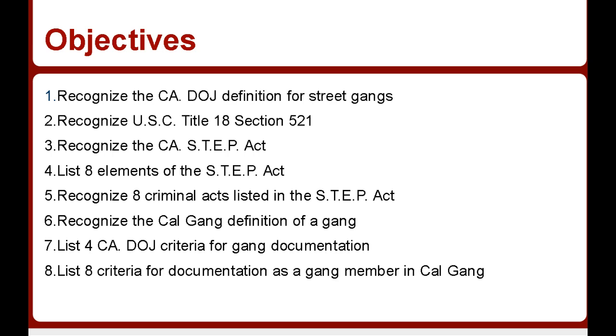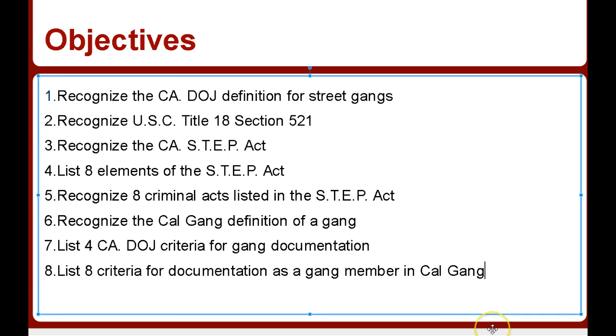I want you to recognize the California STEP Act. I want you to be able to list 8 elements of the STEP Act. I want you to recognize 8 criminal acts listed in the STEP Act. Recognize the CalGang definition of a gang, and list 4 California Department of Justice criteria for gang documentation, and list 8 criteria for documentation as a gang member in the CalGang system. And we'll talk about that a little bit more in depth shortly. So let me just correct this here.